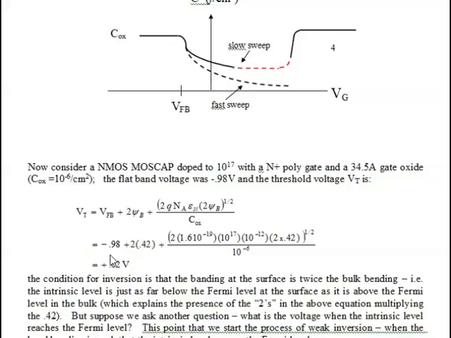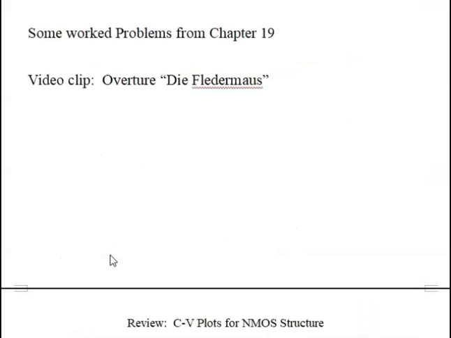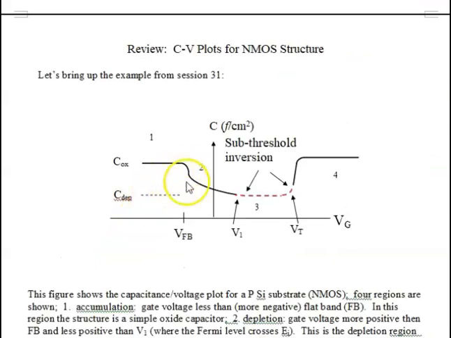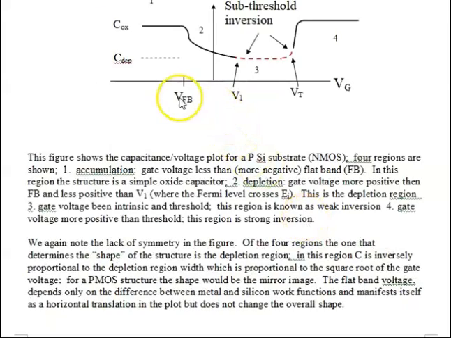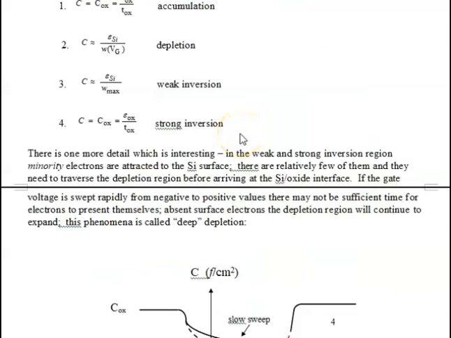In this case, the flat band voltage is minus 1 volt, so it's over here. This is about 1 volt here. And the VT is shifted all the way over, so it's essentially at the origin. If the flat band voltage was 0, this whole thing would be shifted to the right, so the flat band voltage would be at the origin.